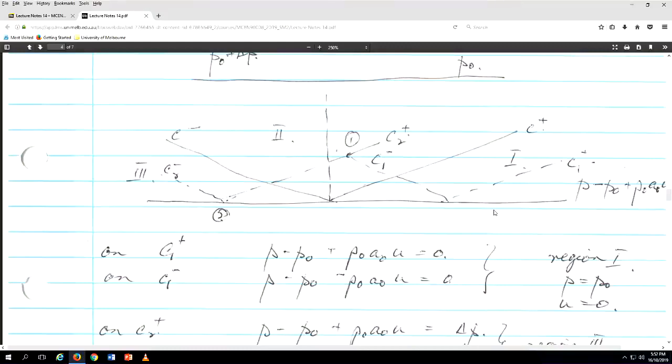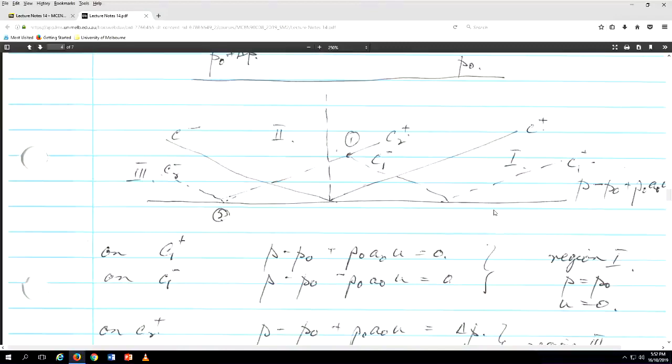So, I just told you what happened in this region 1 here. P minus P naught plus rho naught A naught U is 0, and P minus P naught minus rho naught A naught U is 0. So in region 1, everywhere in here, P is equal to P naught and U is equal to 0. Nothing at this time here. I know something about the fact that I ruptured a balloon here, but I don't down here. It doesn't get to me until I get the signal from the acoustic wave, A naught.